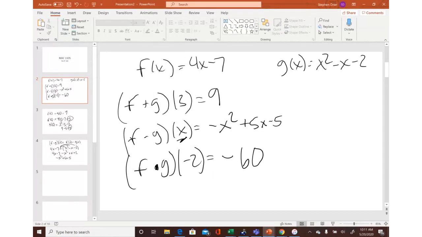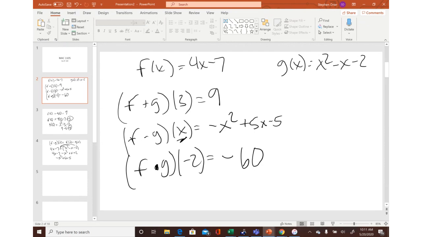Brittany, did you get the first two? So you don't have to change the negative x squared to positive? No, ma'am. All right.